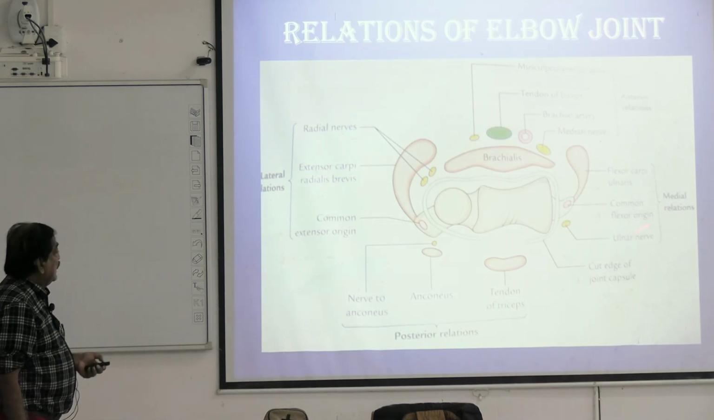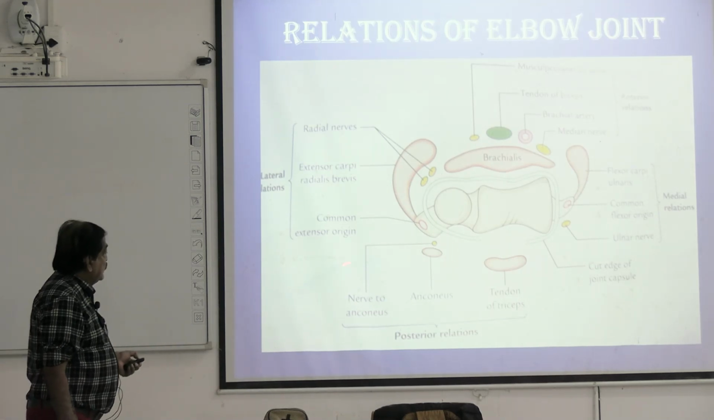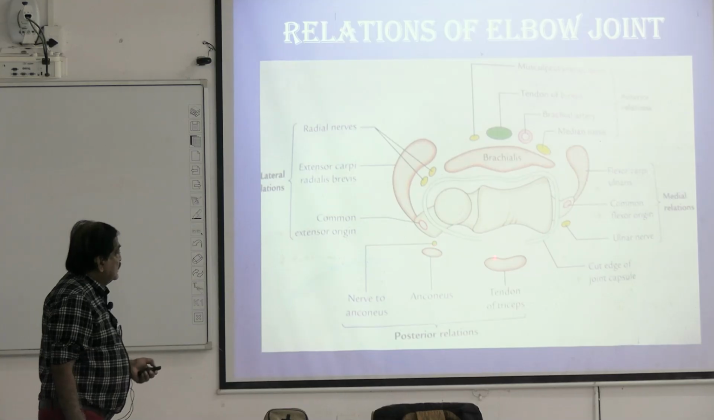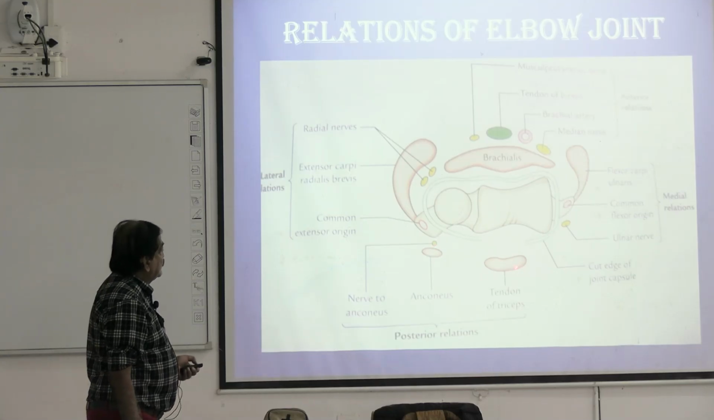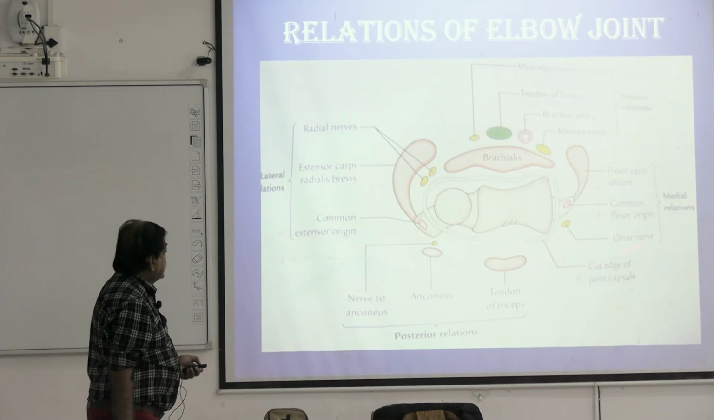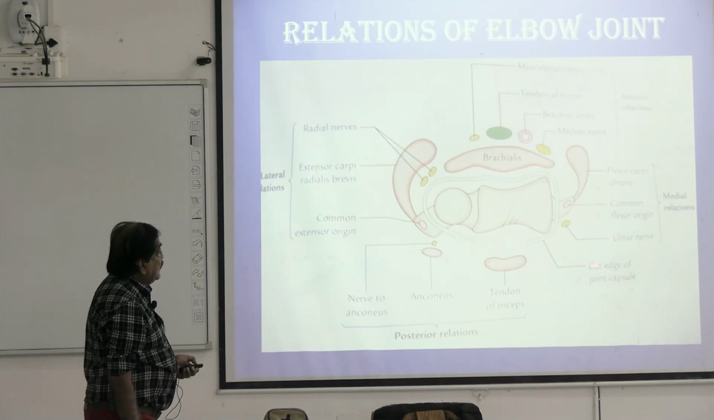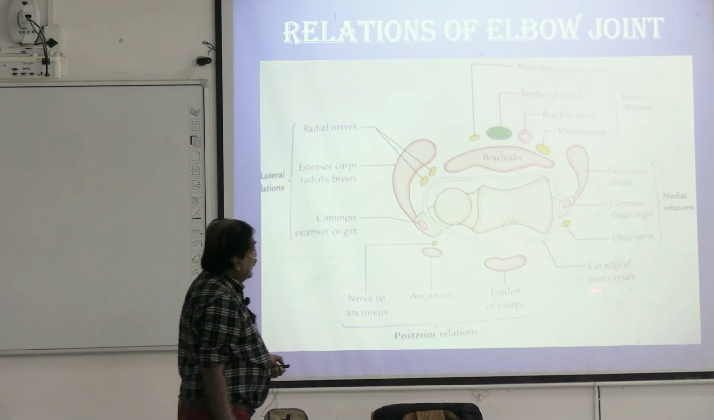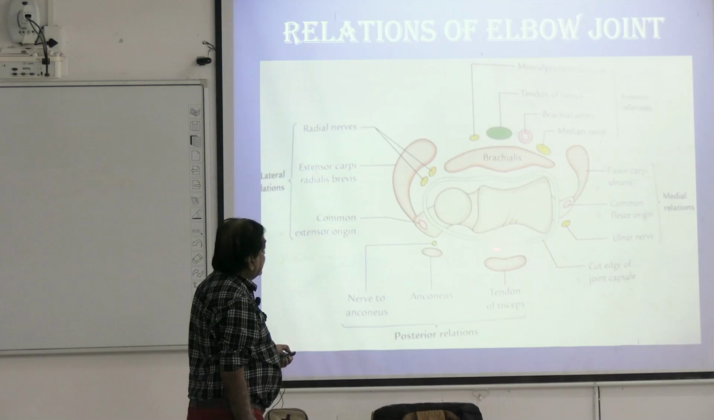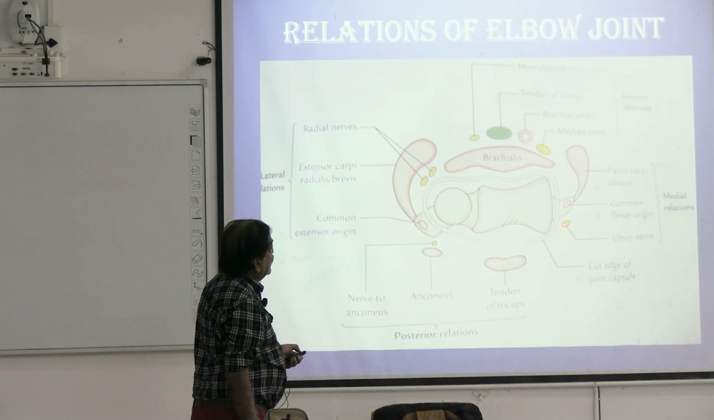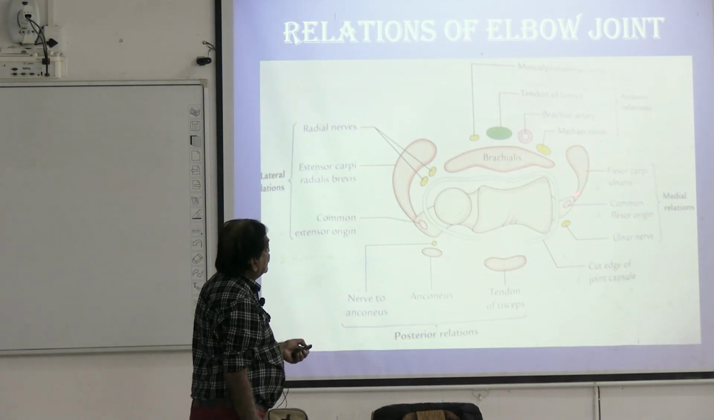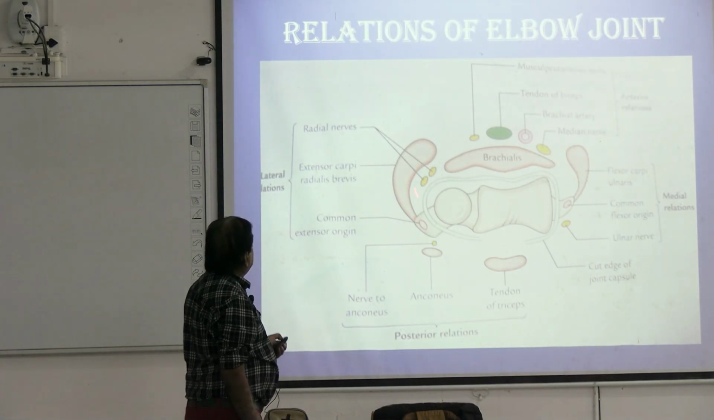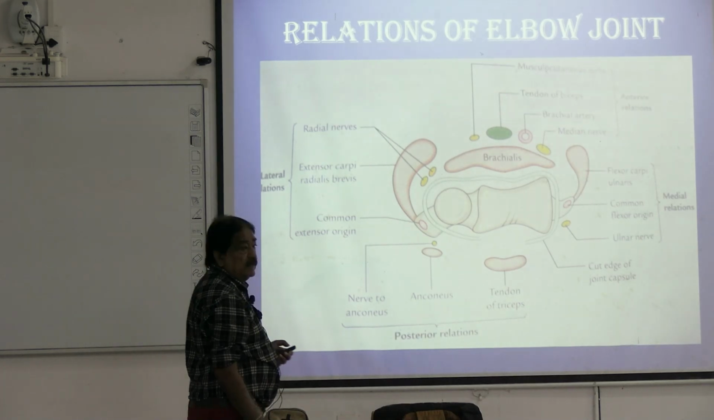Another thing is that this is the nerve to anconeus. This is the anconeus muscle. This is the tendon of triceps, and the cut edge of the joint capsule. This is cut. The ulnar nerve is here. The common flexor origin and flexor carpi ulnaris. This is the common extensor origin. Extensor carpi radialis and radial nerves.